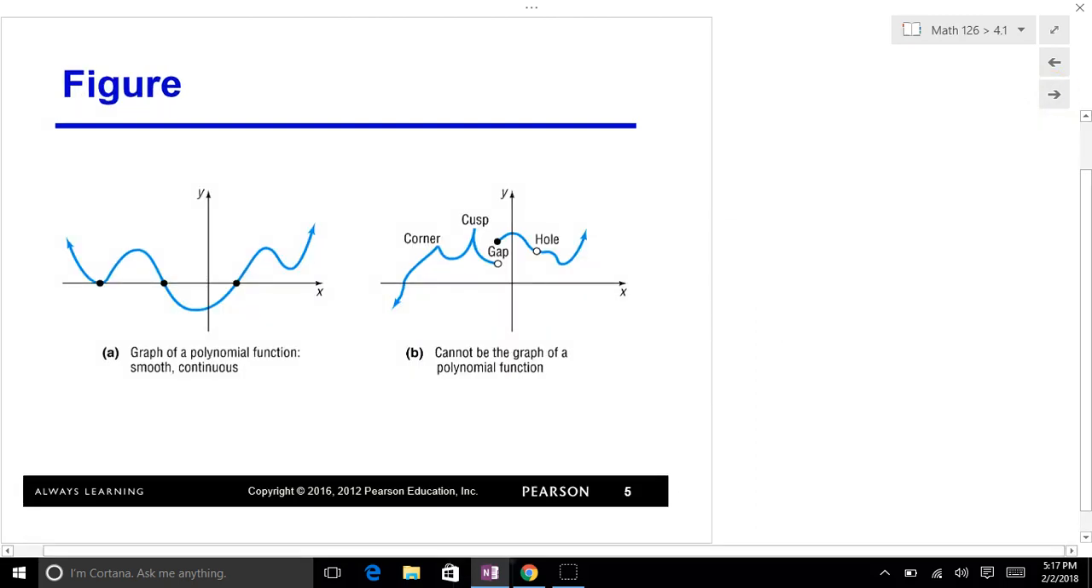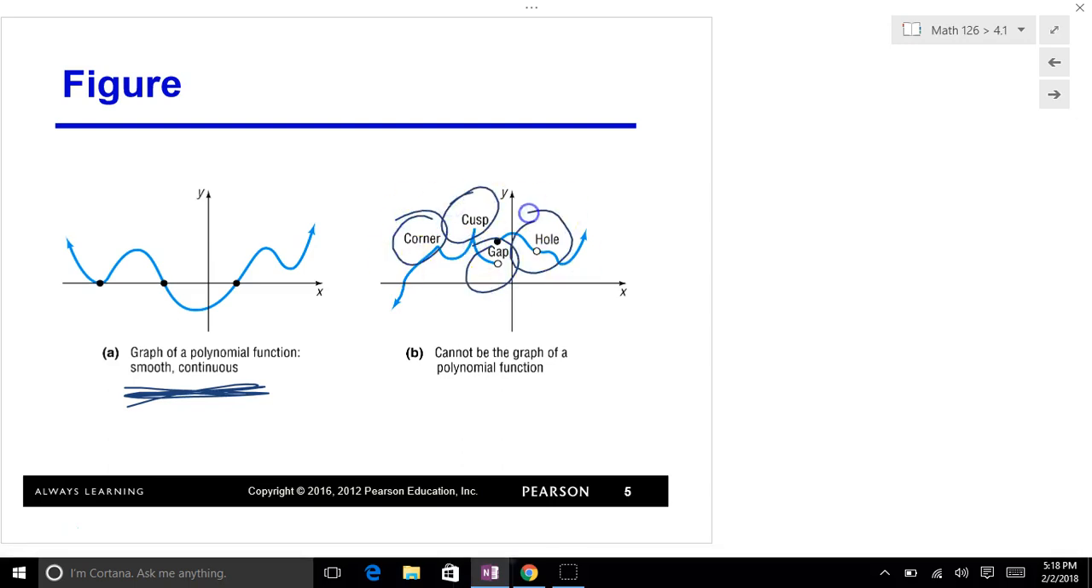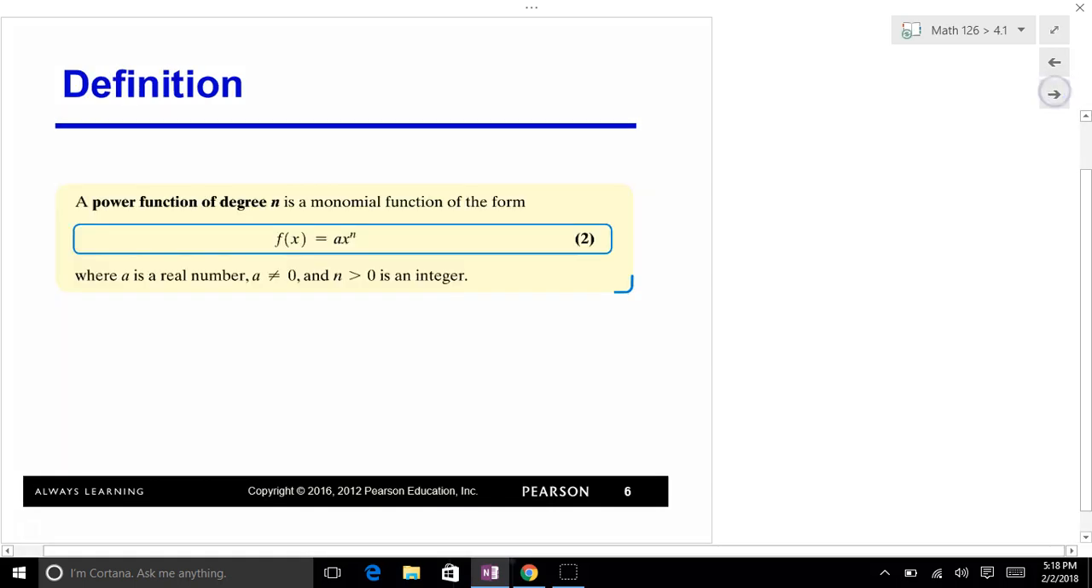All right, so graphs of polynomial functions are going to be smooth and continuous. So all polynomial functions, if they fit that definition, are smooth and continuous. You're not going to have a corner or a cusp, a gap, a hole. None of those are going to occur. And another way to think about this, whatever a polynomial function looks like, I do not lift my pencil when I draw it, and it's nice and smooth.